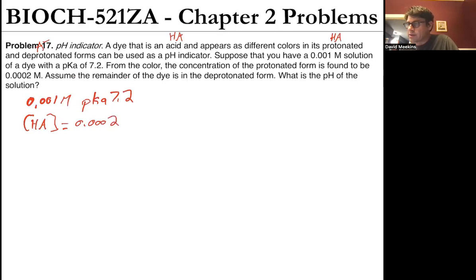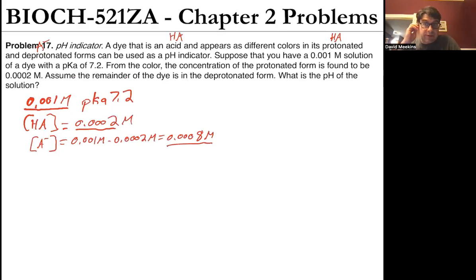So how do we solve this problem? Well, what else do we know? If the concentration of the acid is 0.0002 molar and the concentration of the whole solution is 0.001 molar, then the concentration of the conjugate base is 0.001 molar minus 0.0002 molar, which equals 0.0008 molar. Okay, so that's all the information we already got.